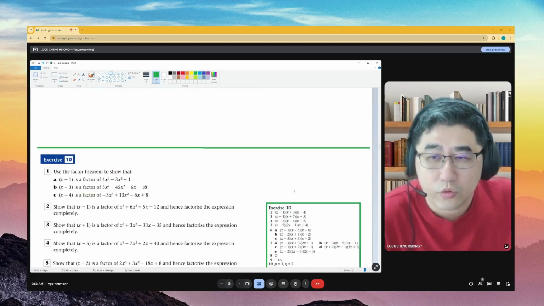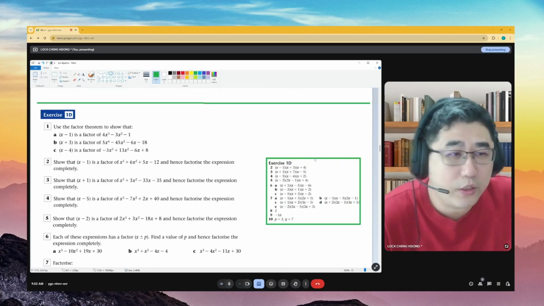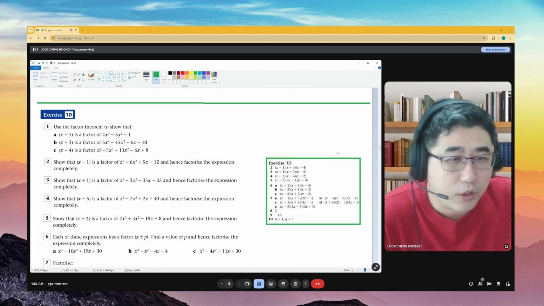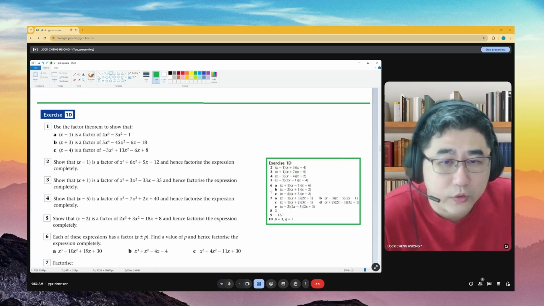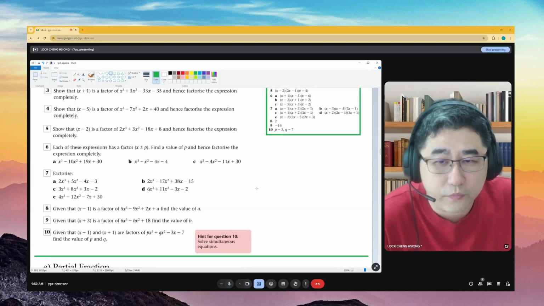There will be exercise 1D here for the factor theorem that you can do. Over here you have the answers that you can use to do your checking.